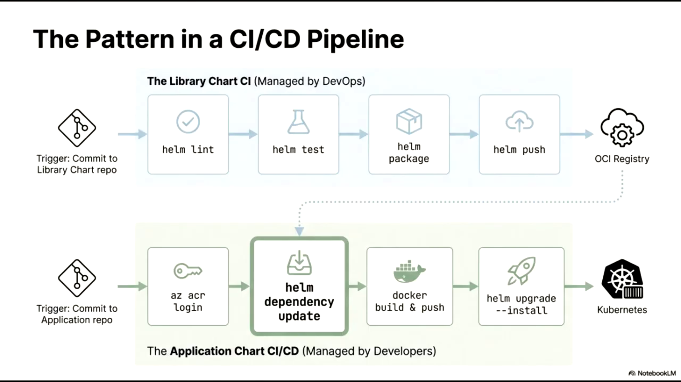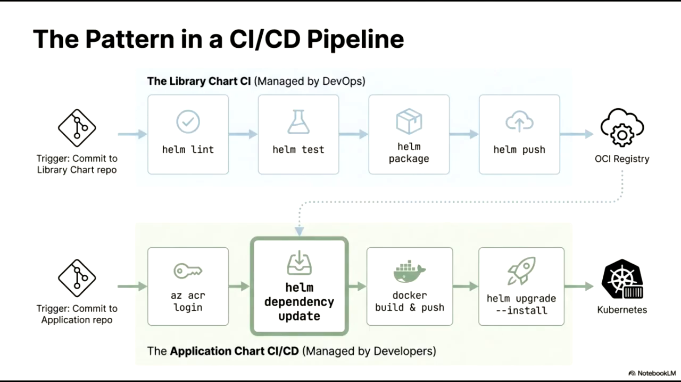When a change is committed to the library chart repository, it triggers a sequence of steps: Helm lint for syntax checking, Helm test for validation, Helm package to create the distribution file, and Helm push to store the chart in an OCI registry. This ensures that shared infrastructure logic is tested and versioned independently.